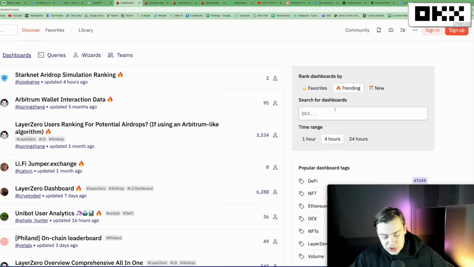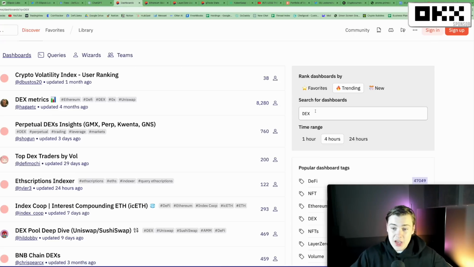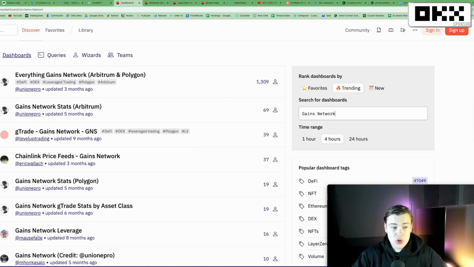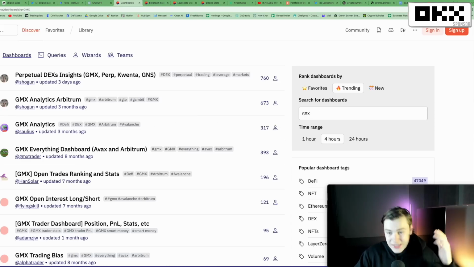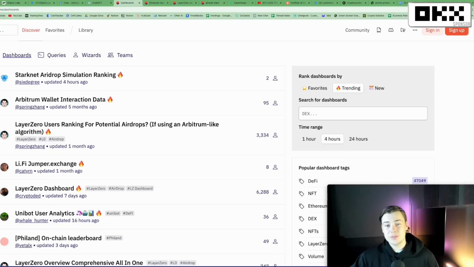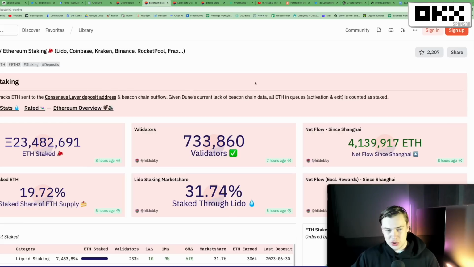search function. So if you want to search dashboards for DEXs, you can search it. If you want to learn about Gains Network in more detail, you can search it. If you want to learn about GMX in more detail, you can search it. Basically, any big topic is going to have a dashboard. It's so amazing. And I'm just going to show you a few just to give you an idea of what Dune can do. This is the Ethereum staking dashboard.